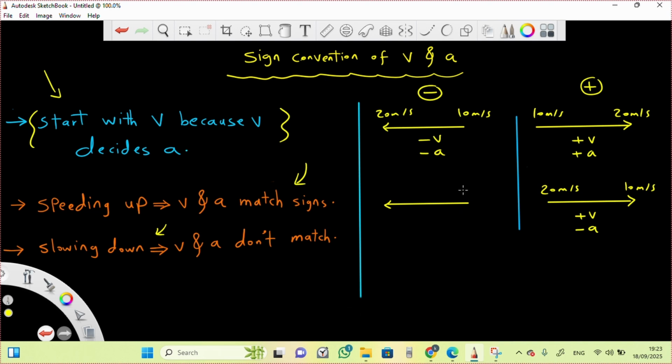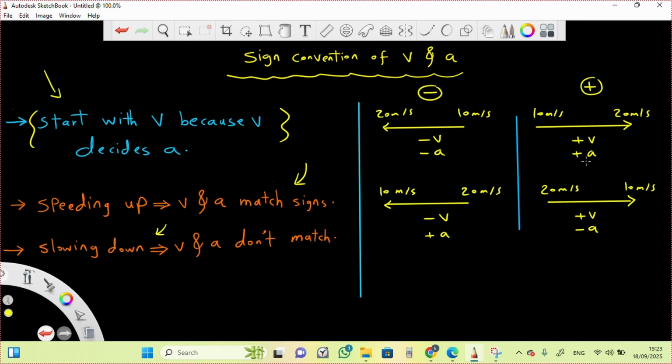And let's slow down to the left. Velocity here is also going to be negative because we're moving to the left, even though we are slowing down. But as we are slowing down to the left, acceleration here is going to take the opposite sign of the velocity. So acceleration is going to be positive.